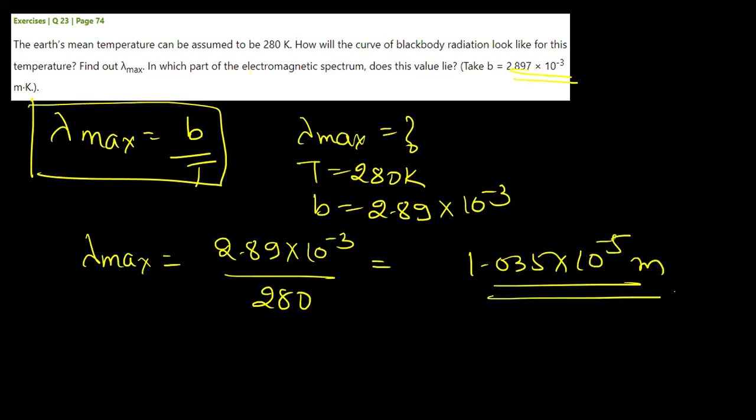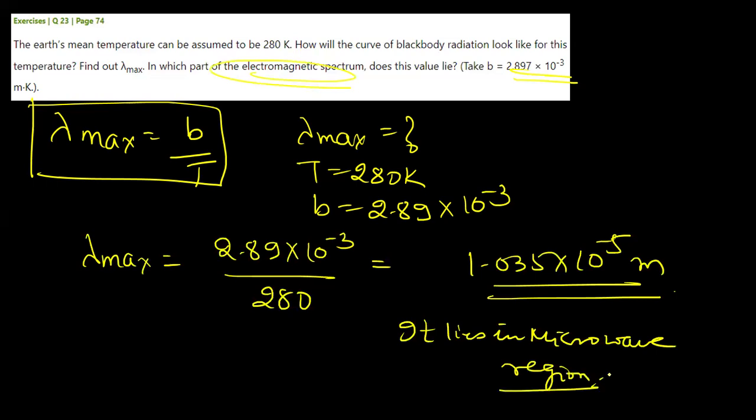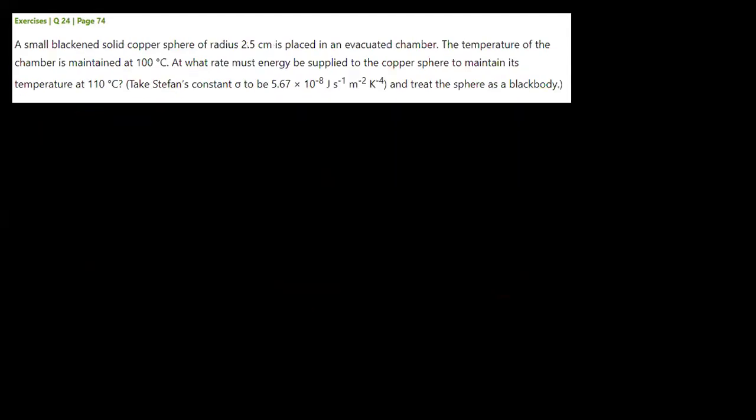And in which region does this lie in the electromagnetic spectrum? It lies in the microwave region. You are supposed to at least remember the range of each region. The electromagnetic spectrum consists of radio waves, gamma waves, X-rays, UV, visible, infrared. You have to know the range in which the wavelength lies. So this value which we have got, 1.035 into 10 raised to minus 5, lies in the microwave region.